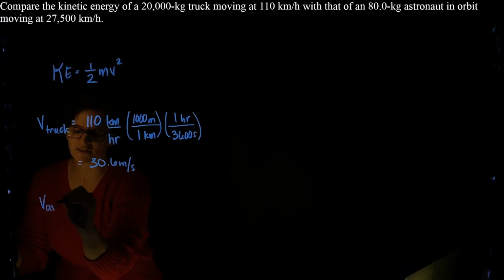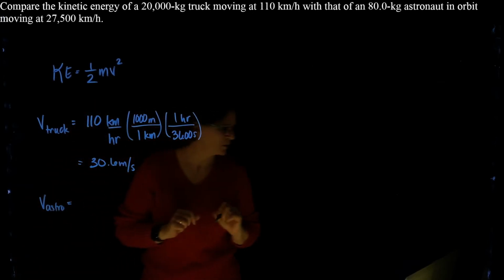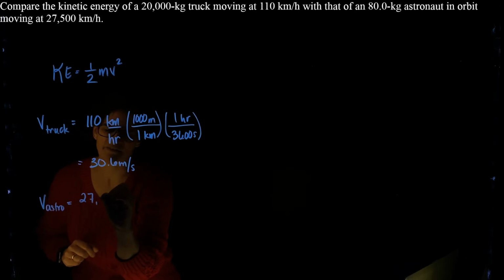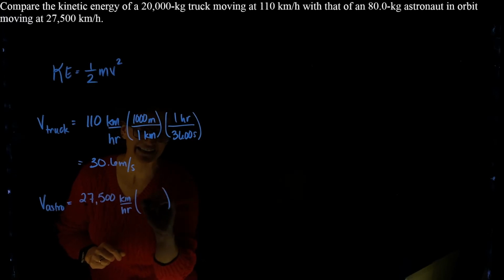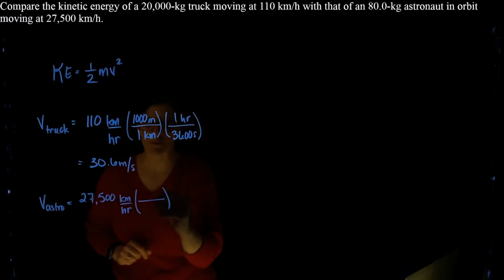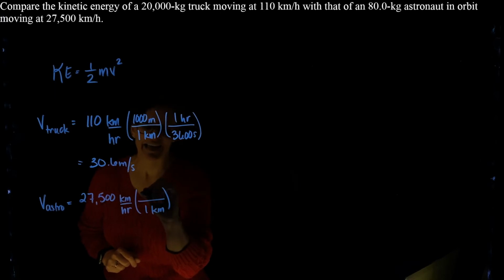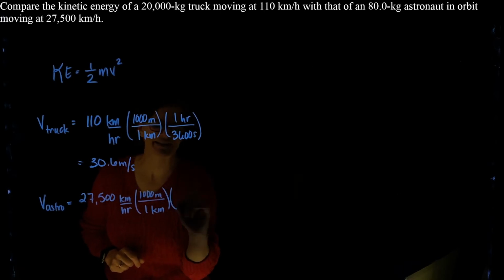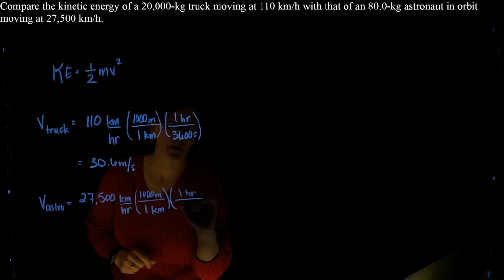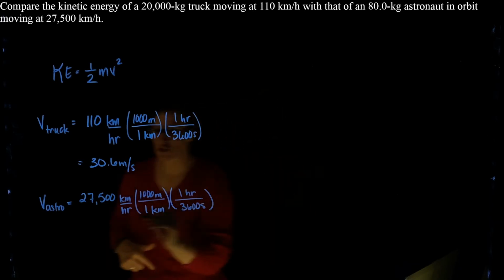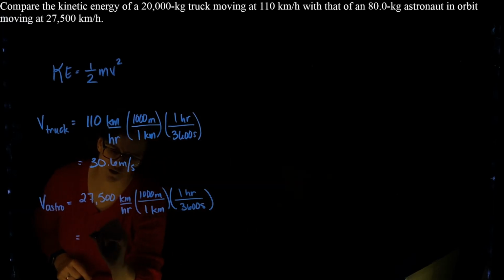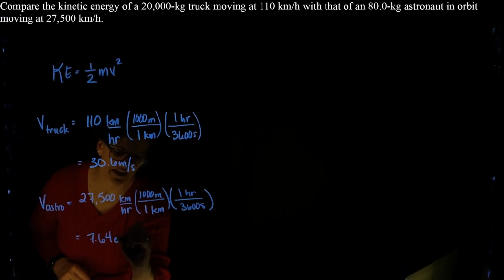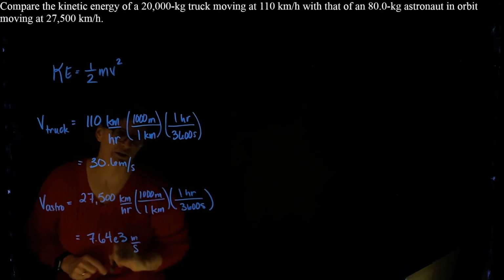So we'll do a similar calculation for our astronaut. The speed of the astronaut is, we are told, equal to 27,500 kilometers per hour. And we're going to do the exact same conversion. So we know that there is 1 kilometer, and that gives us 1,000 meters. And for every hour, we have 3,600 seconds. And when we determine the speed of our astronaut in meters per second, we find that they're traveling at 7.64 times 10 to the third meters per second.